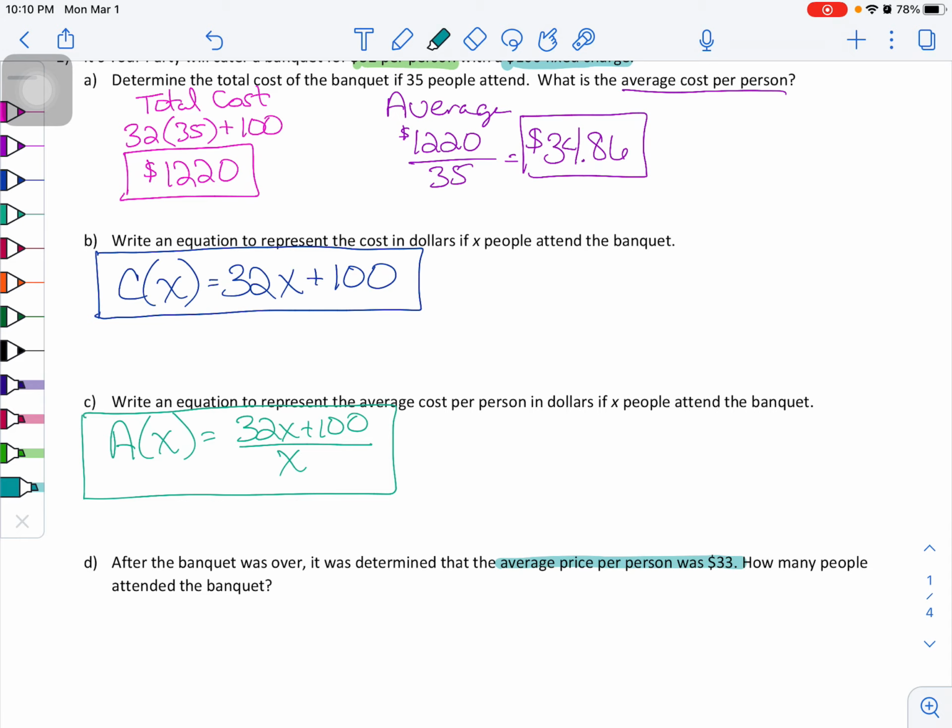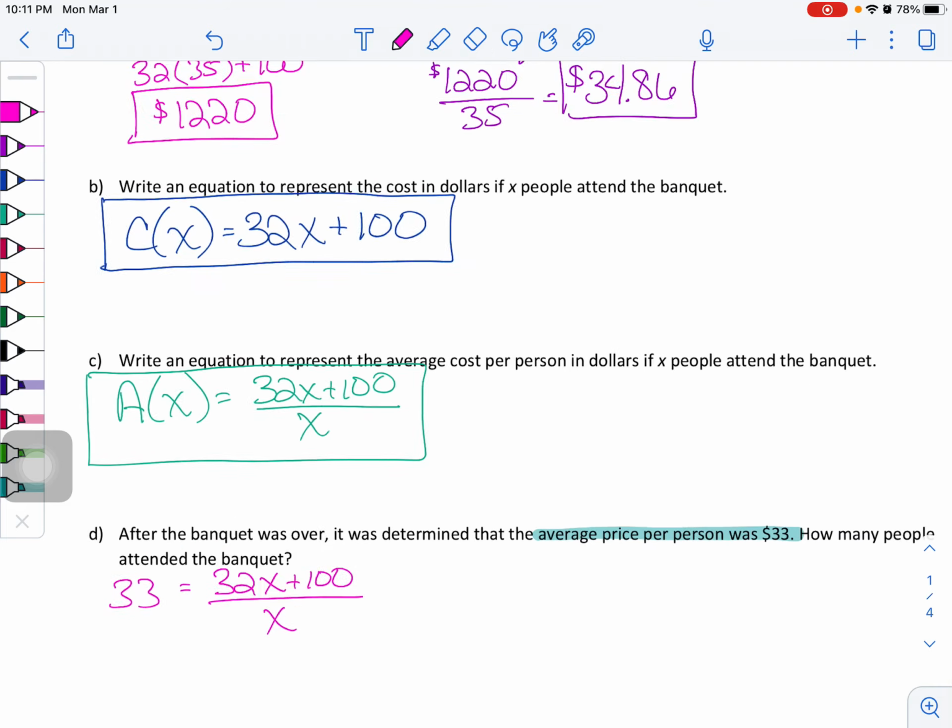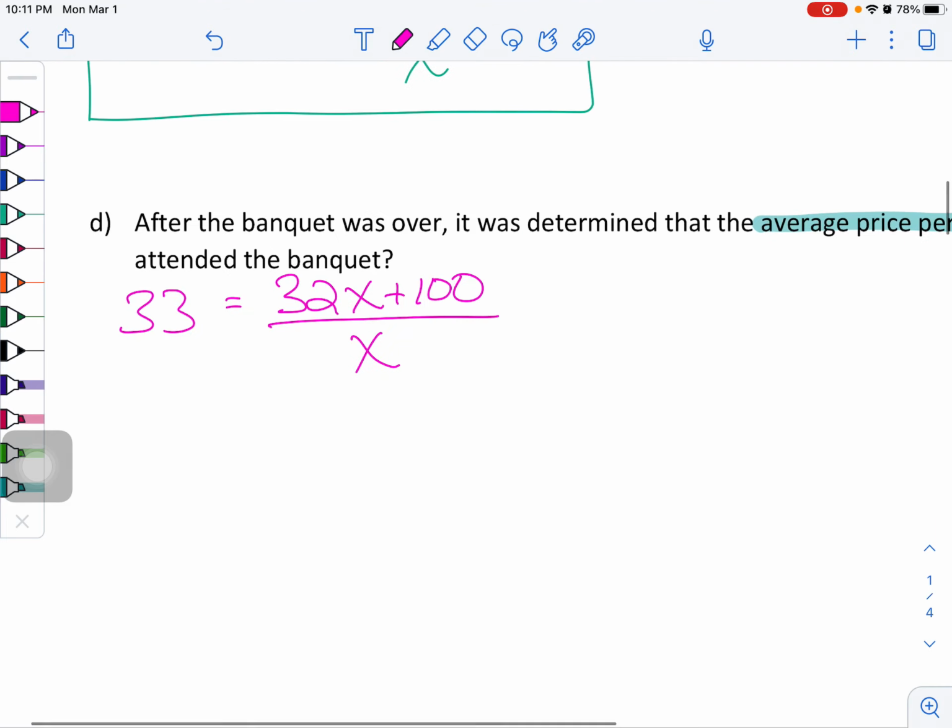Let's see, part D here. After the banquet was over, it was determined that the average price per person was $33. How many people attended the banquet? So if I tell you that this is the average price per person, I'm going to use the average cost equation. So instead of A of X, I actually know that the average cost is $33. So 33 is equal to 32X plus 100 over X.